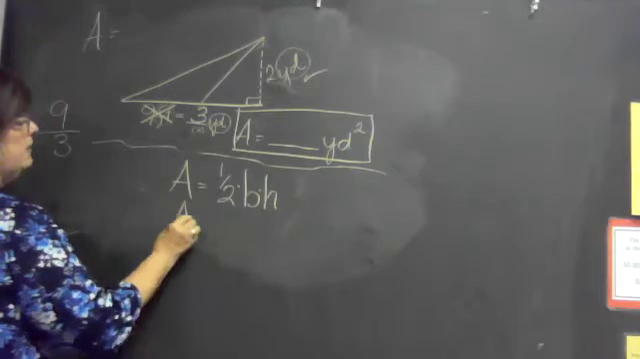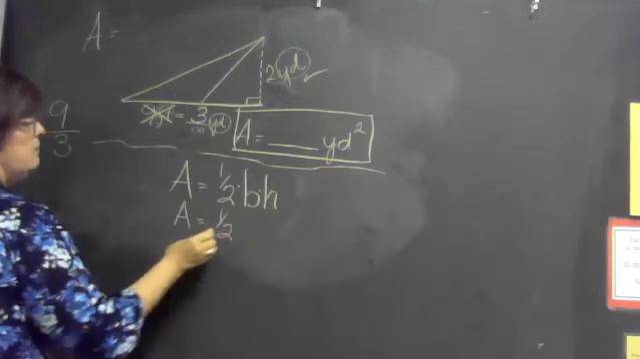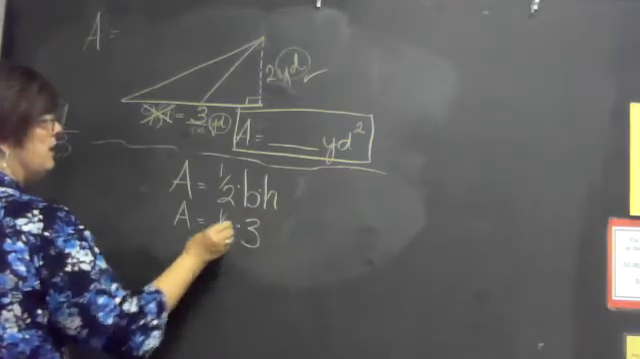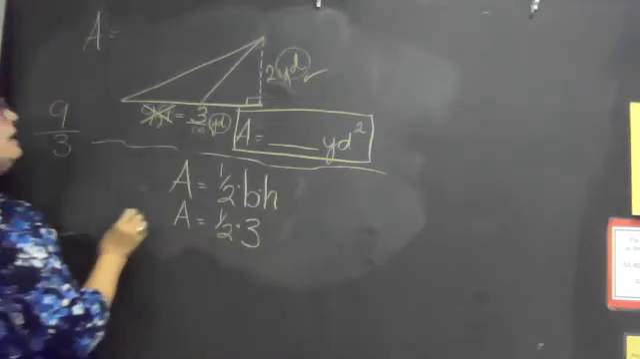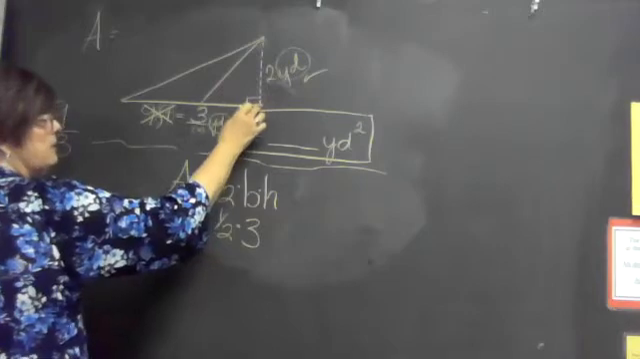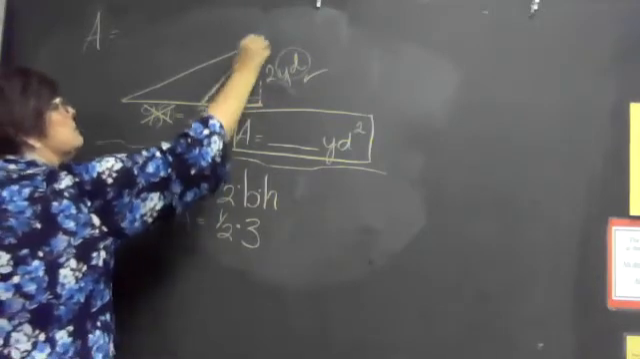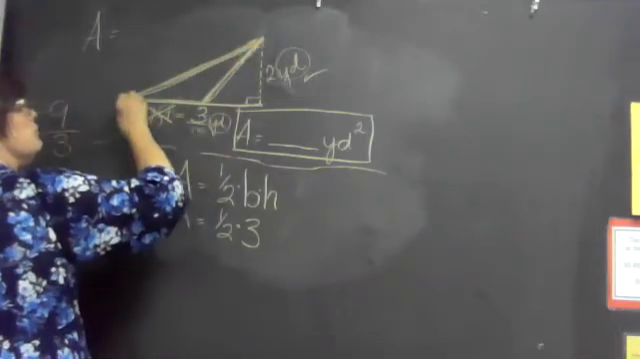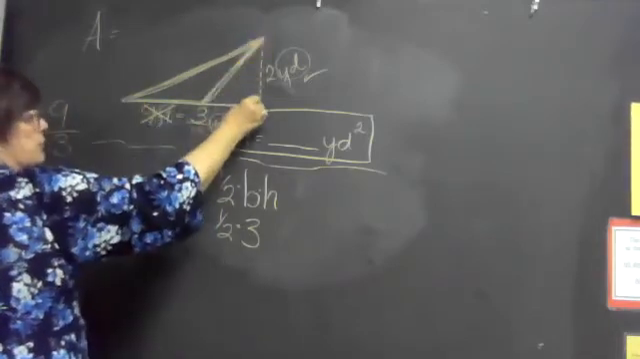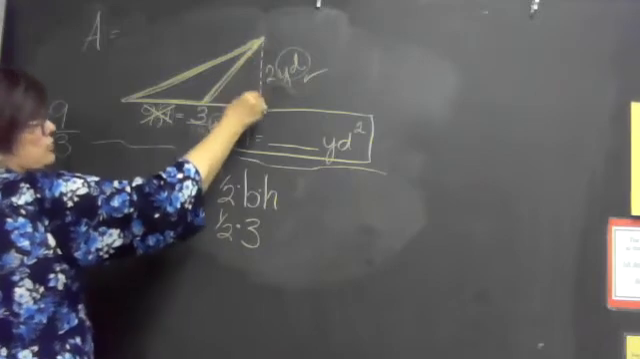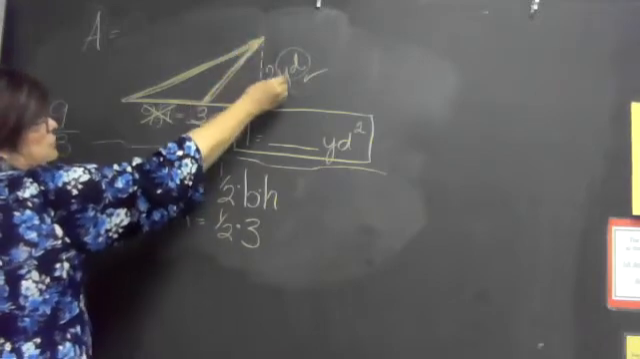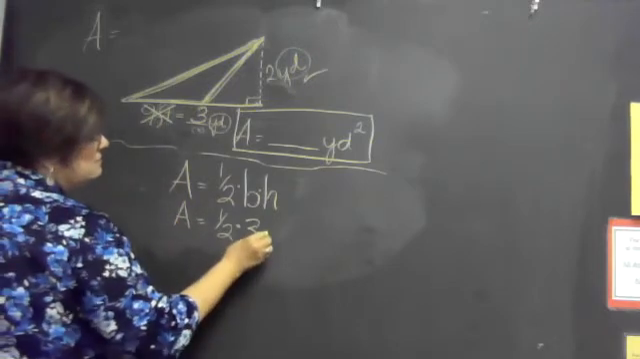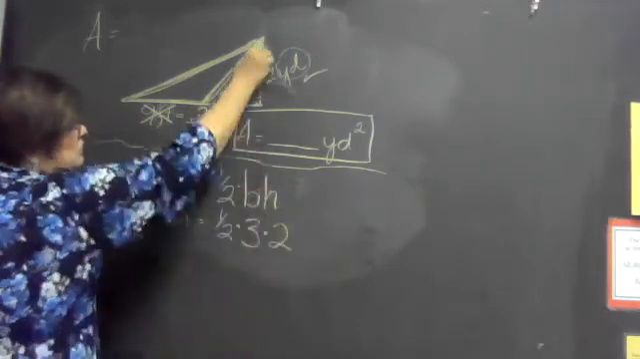Okay, so now we have area equals 1/2. And the base is what? 3. And the height is 2. And it's the height because it's perpendicular to the base. The actual triangle is here. But we need a perpendicular distance from the top perpendicular to the base. And that's why they dotted this. They said the distance here is 2. That makes it the height. So the height is 2. The height is always perpendicular to the base.